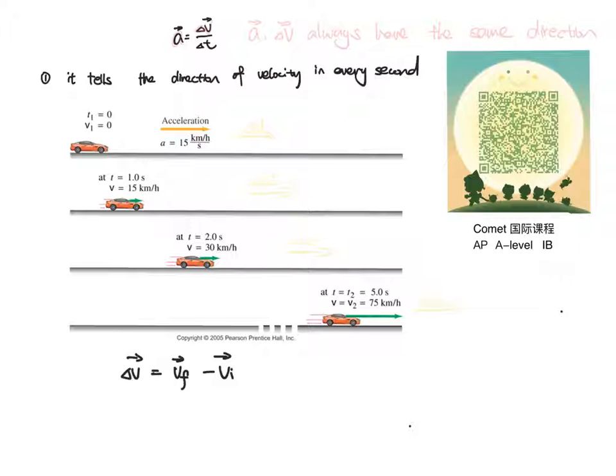The change of velocity is equal to the final velocity minus the initial velocity. Keep in mind, both velocity and acceleration are vectors, so it follows the rule of vector addition. We use tail points to the tip, thus points to the right. So in every second, the final velocity is pointing to the right.